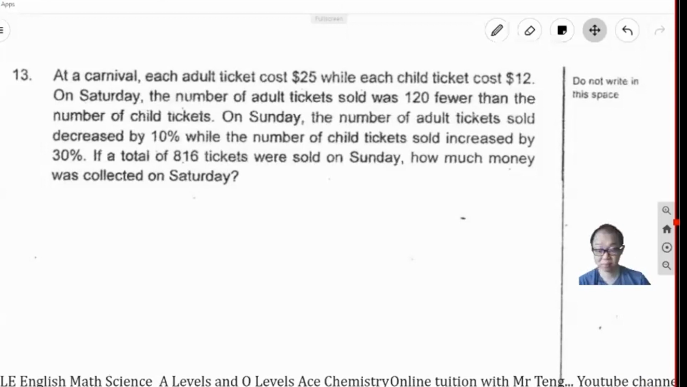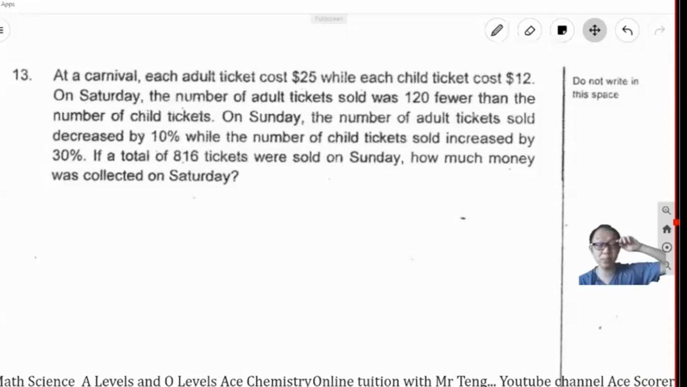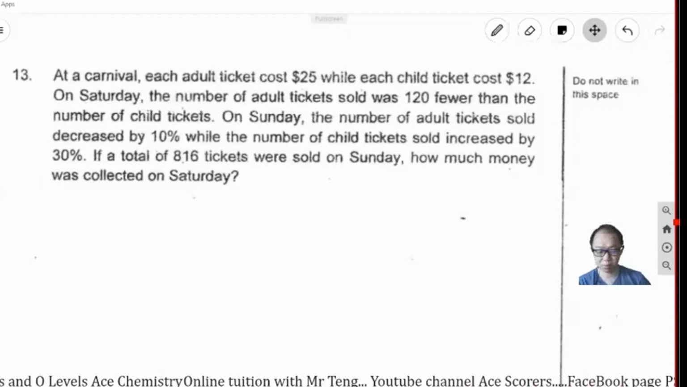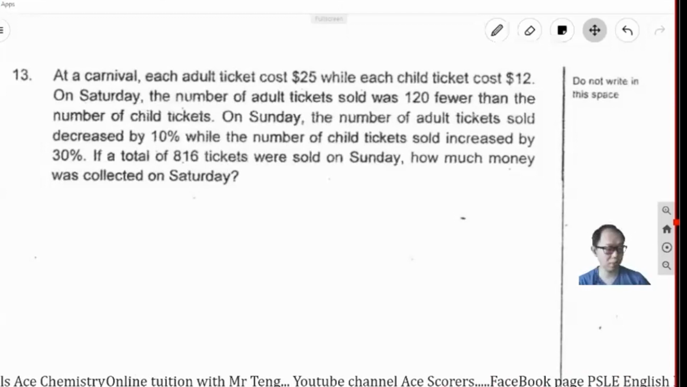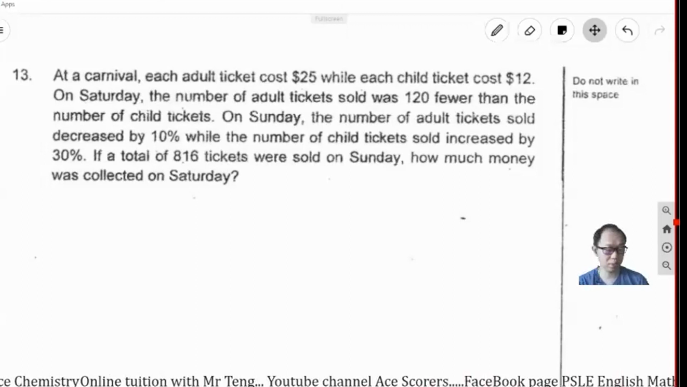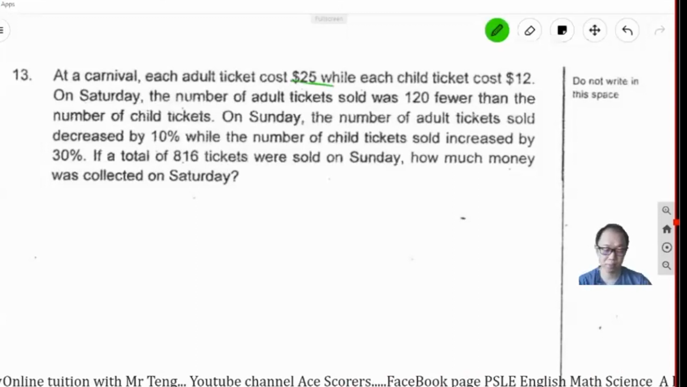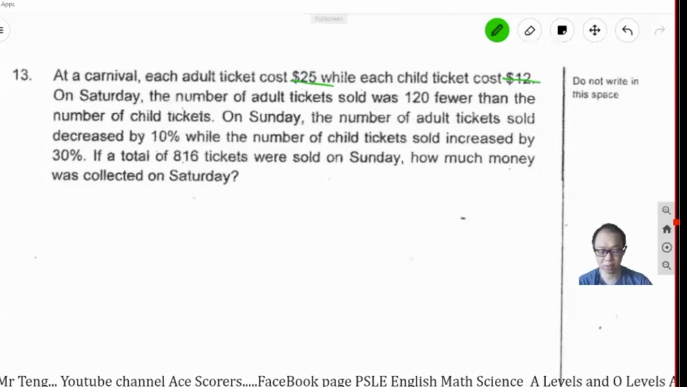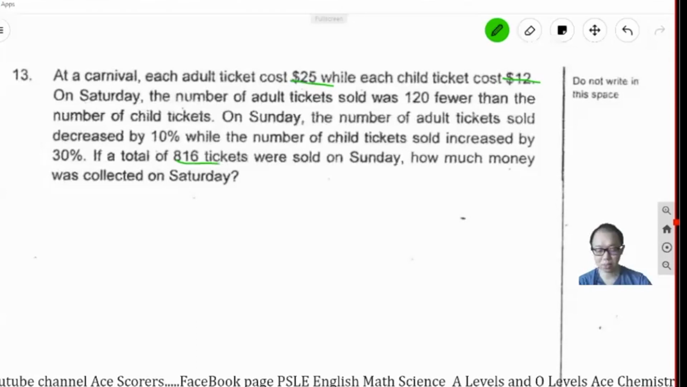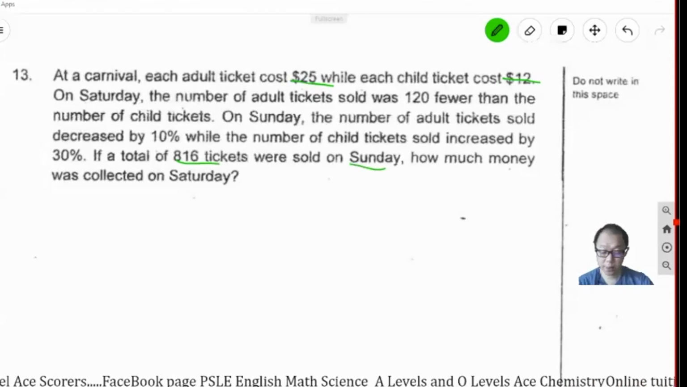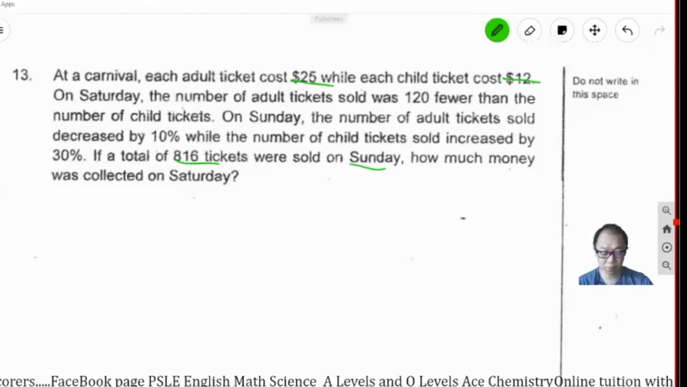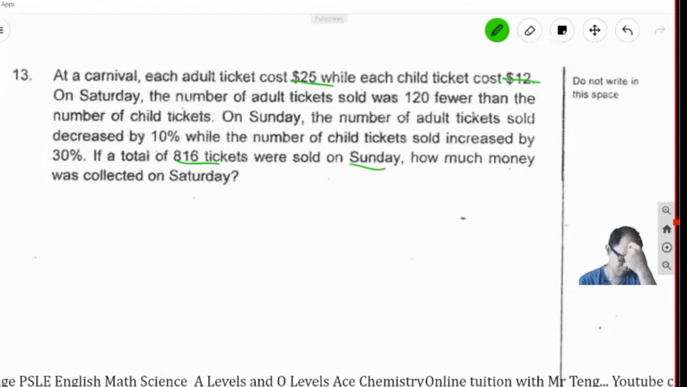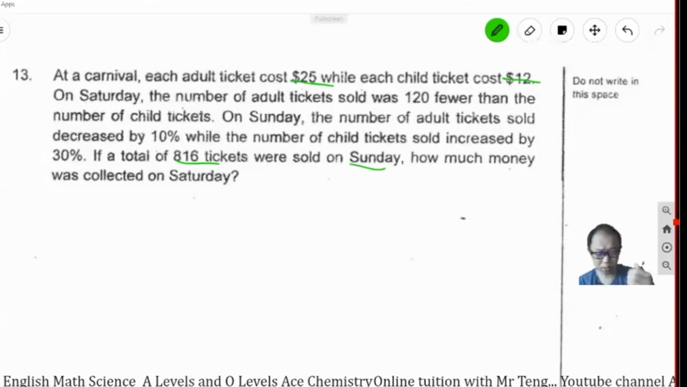Okay. So Nanhua gave you easy questions at first, so you can score and you will not fail. Then they give you a difficult question at the end. All right. So okay, basically, if you look at this thing, right, you can ignore the front part first. This money thing, not important. At this point of time, because we need to solve the number first. There's a total of 816 tickets sold on Sunday. So the number of adult tickets 120 fewer, and the number of adult tickets sold decreased by 10, while the number of child increased. Okay, I'm gonna call it units and parts.